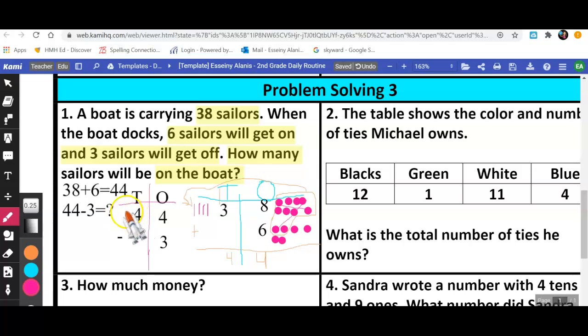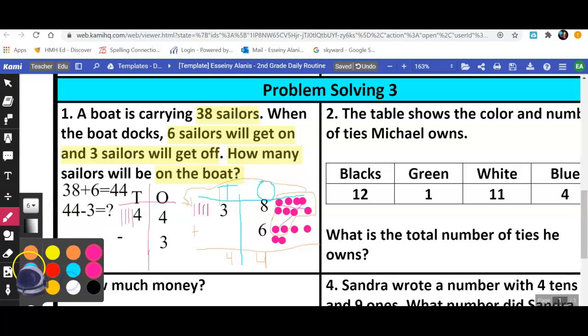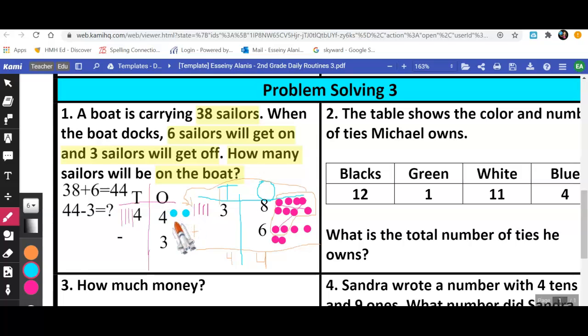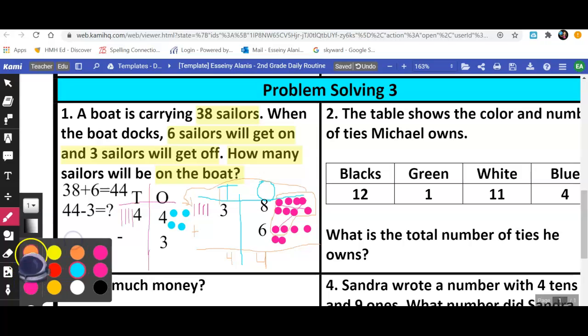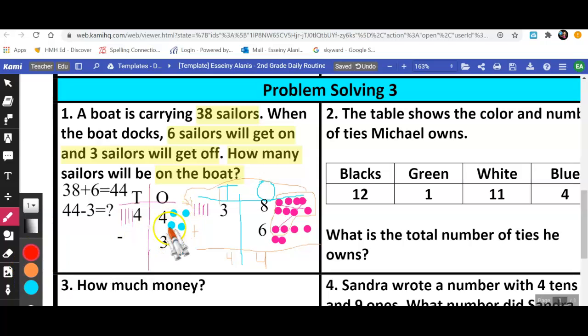So I'm going to draw my 4 longs. 1, 2, 3, 4. And remember, each long represents 10 because we have 4 in the tens place. So that means we have 10, 20, 30, 40. We have 40 in the tens place. Now I'm going to draw my units. 1, 2, 3, 4. I don't draw the number 3 because I'm not adding the number 3. I'm taking away. To show that I'm taking 3 away, I have to cross out 3. 1, 2, 3. That means 4 minus 3 is equal to 1.